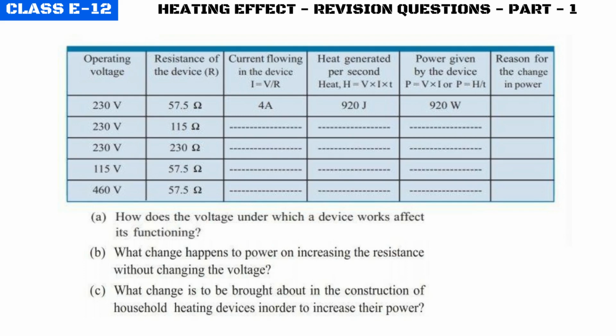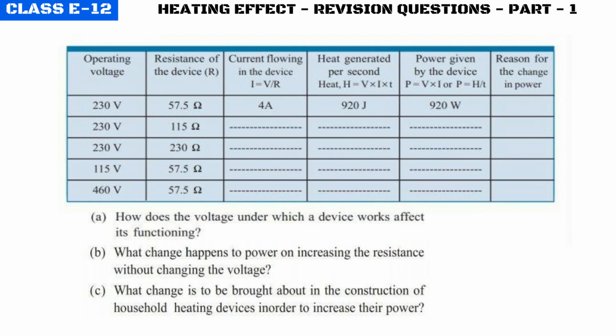Let us go through the table. Operating voltage 230 volt. Next column is resistance R, 57.5 ohm. Current flowing I is V by R, 4 ampere, and heat generated per second, that is in 1 second, H is equal to VIT, where T becomes 1, so VI is 920 joules. It is heat. And next column is power given by the device. P is equal to V into I, that is H by T. As T is 1, P and H will be the same, but the unit will be different, 920 watt. The reason for the change in power, that we will see later.